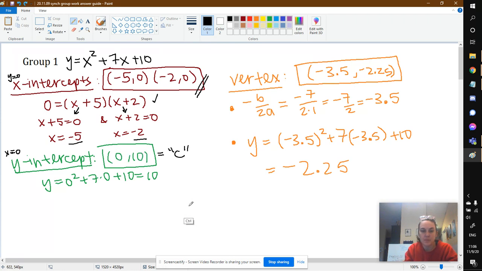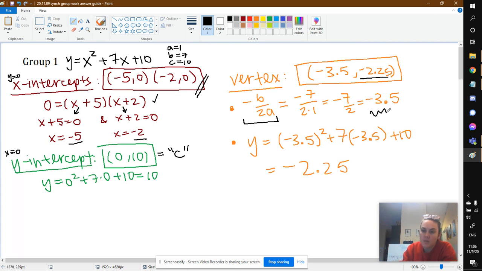Right. And then for the vertex, the process is you find negative b over 2a. Here, our b is 7, and our a is 1. So we do negative 7 over 2 times 1, which equals negative 7 over 2, which is negative 3.5.